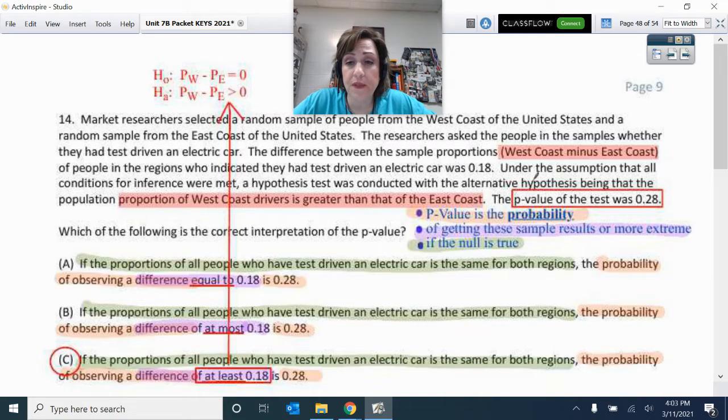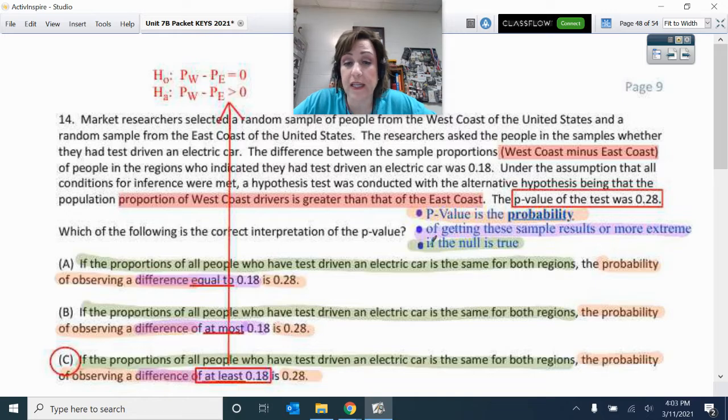So we need to understand the context of what's happening, and it's about the difference between the proportion of people on the West Coast and the proportion of people on the East Coast who have test-driven an electric car. So the null hypothesis is that they are equal to each other, that there is no difference between them. So that's what I'm looking for here.